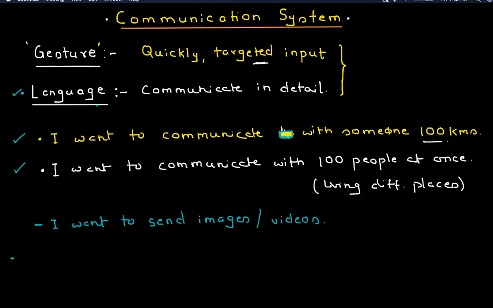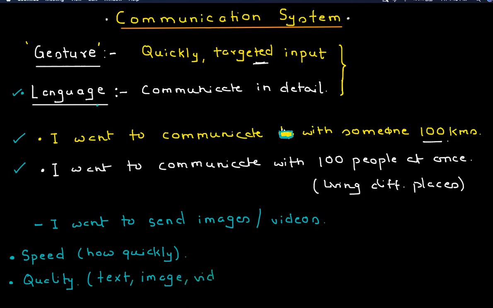So the first limitation was, of course, the speed: how quickly you can communicate. Then comes the quality of the communication. Quality included whether you are able to send only text, whether you can send images also, or you can send videos as well. Quality also includes how far you can communicate effectively, or with how many people at max you can communicate. So there are many, many challenges.